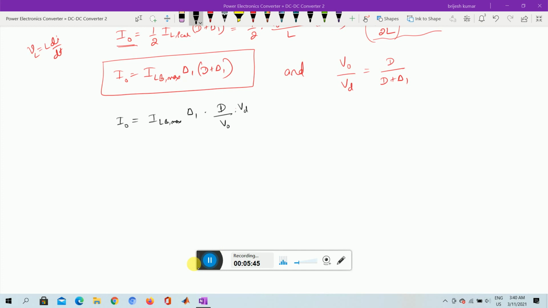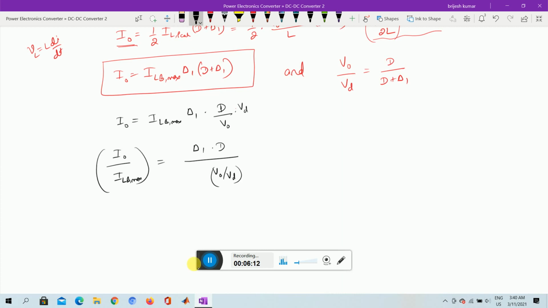So we are getting this expression with ILB, and del 1 we take, and for D plus del 1 we substitute the value D by V0 by VD. Our objective here is to get the value of I0 by ILB max, where del 1 will be there, multiplied with D divided by, let us say, V0 by VD, together as 1.